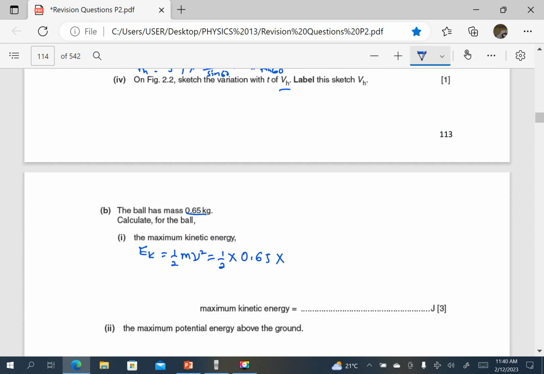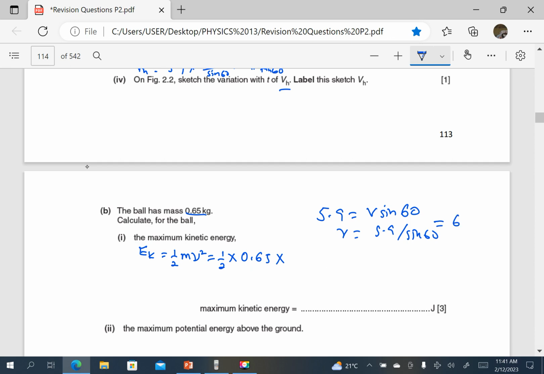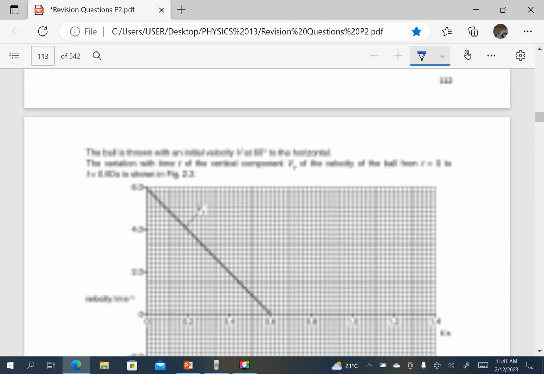We are going to find V. I'll find V since we have that in the vertical 5.9 equals V sin of 60, that is in the vertical. So we can find V. V is going to be equal to 5.9 divided by sin of 60. So 5.9 divided by sin of 60, and this gives us the speed as 6.81. Of course, the ball has maximum speed when it is just leaving or when it is just landing.